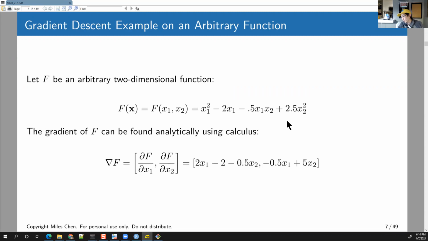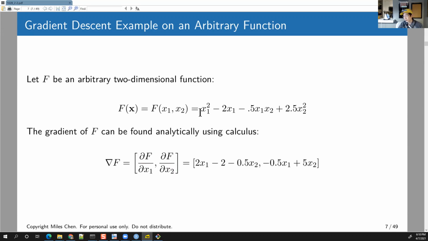Okay, so let's try this out on some arbitrary two-dimensional function. I've got x1 squared minus 2x1 minus 0.5 x1 x2 plus 2.5 x2 squared. That is the function, and I'm going to use calculus to find the gradient. The gradient is going to be a two-dimensional vector: the partial derivative of the function with respect to x1 and the partial derivative of f with respect to x2.